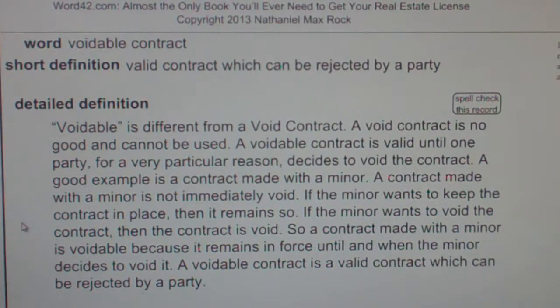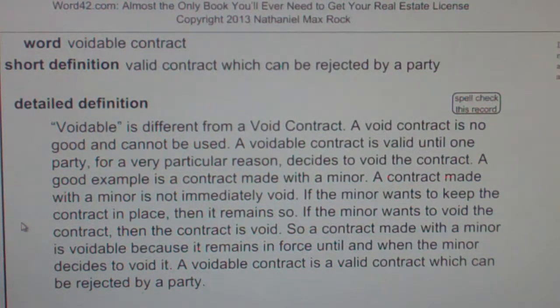Voidable contract. A valid contract which can be rejected by a party. Voidable is different from a void contract. A void contract is no good and cannot be used. A voidable contract is valid until one party, for a very particular reason, decides to void the contract.